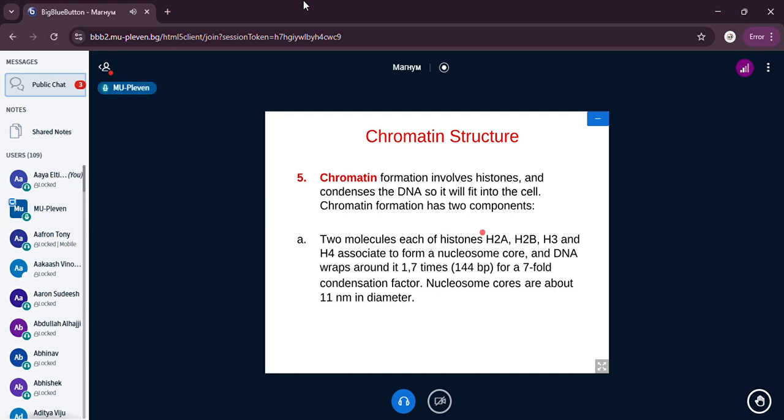The histones, I forgot to tell you, are named with H and numbers. H1 does not take part in the formation of the nucleosome. The others, H2A, H2B, H3, and H4, are part of the nucleosome. H2A and H2B were probably described at the beginning as the same protein. That's why later, in order to be distinguished, they are named this way, with A and B.